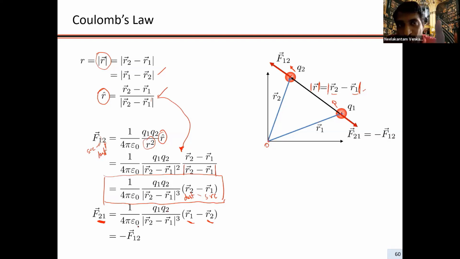In one case, it's 2 minus 1. The other case is 1 minus 2. So that becomes F21 is going to be negative F12.